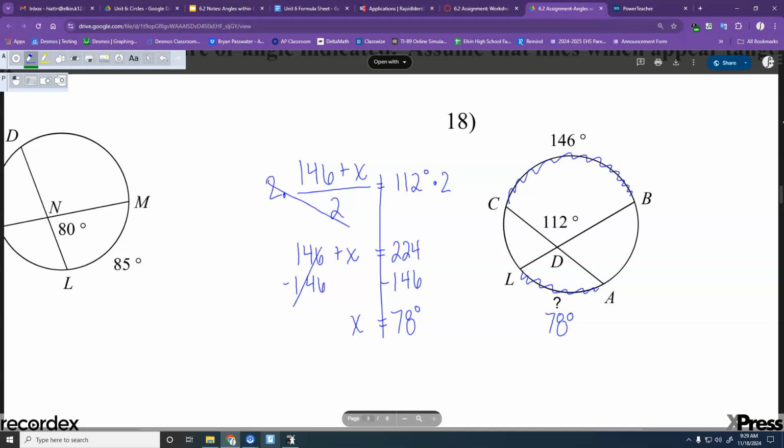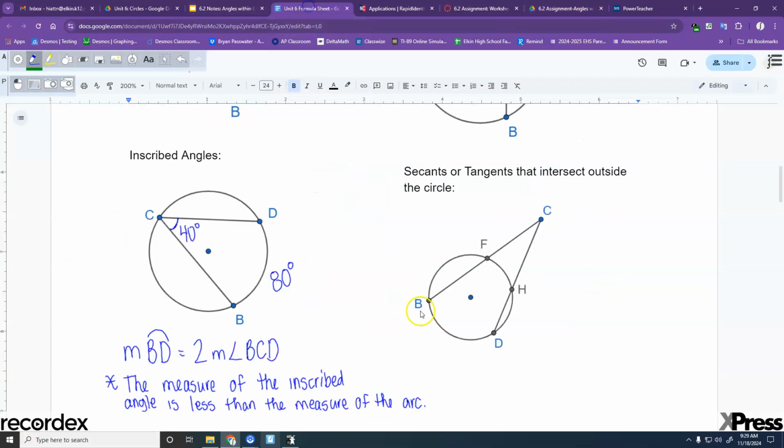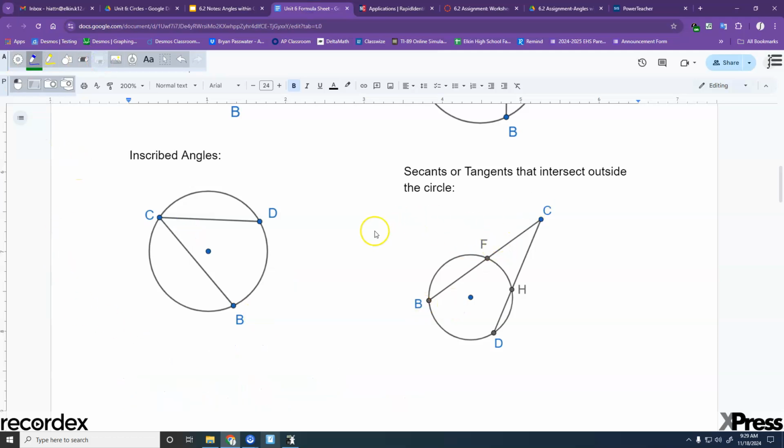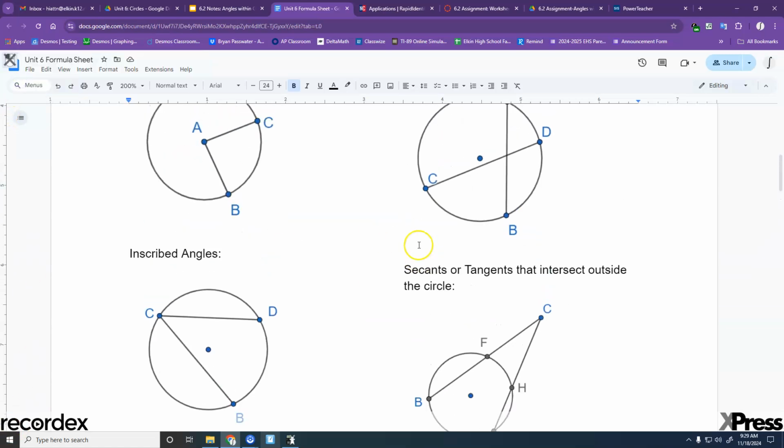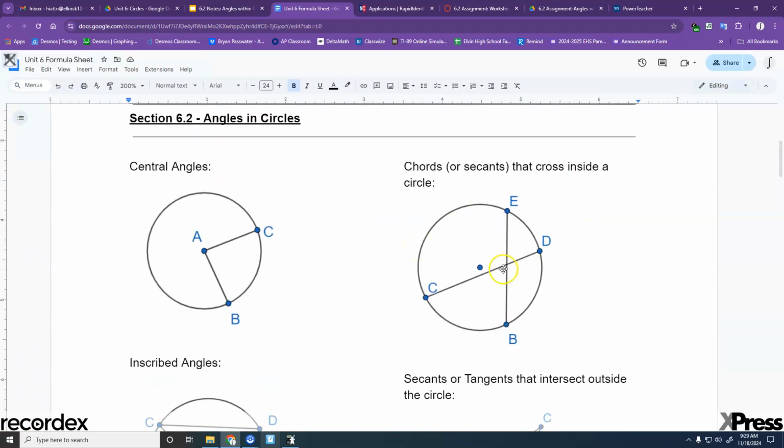Okay, questions? All right. Let's add this to our formula sheet. So skip over to that formula sheet there. We're looking at this picture right here. Oh, I should have labeled this point right here where these cross. Let's call that point right there A. So add that in, label that point, we're going to need it.